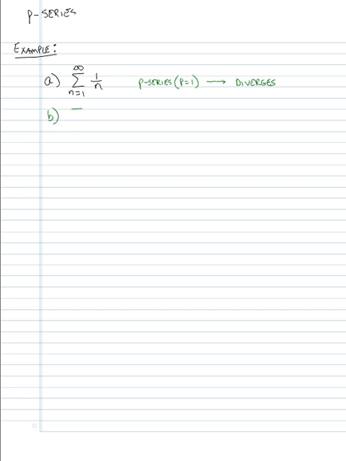Second one, the sum from n equal 1 to infinity of 1 over n squared. Once again, we need to recognize that it's a p-series. It's 1 over n to a power. In this case, p is the exponent 2. And if p is greater than 1, which it is in this case, then the series converges. We don't know what it converges to, but it converges.